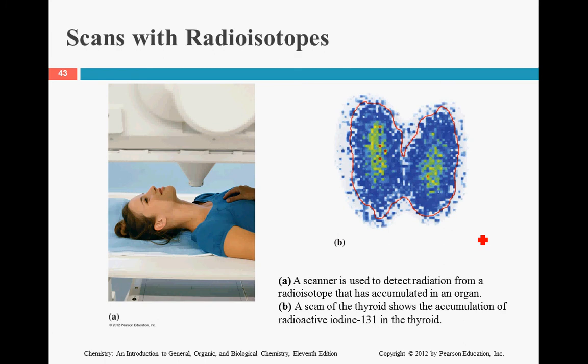So here's an example of a thyroid. Here's a thyroid right here in the human body. The scanner's hovering over it, and you can see that there's a shape made. And that's all the iodine that was absorbed by the thyroid. With the thyroid specifically, it could be not only looking at the shape, but also the speed of the absorption.